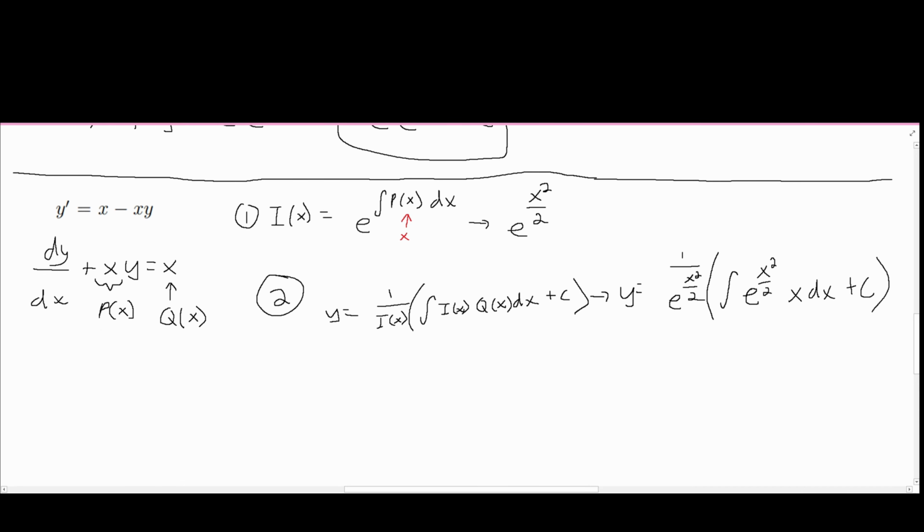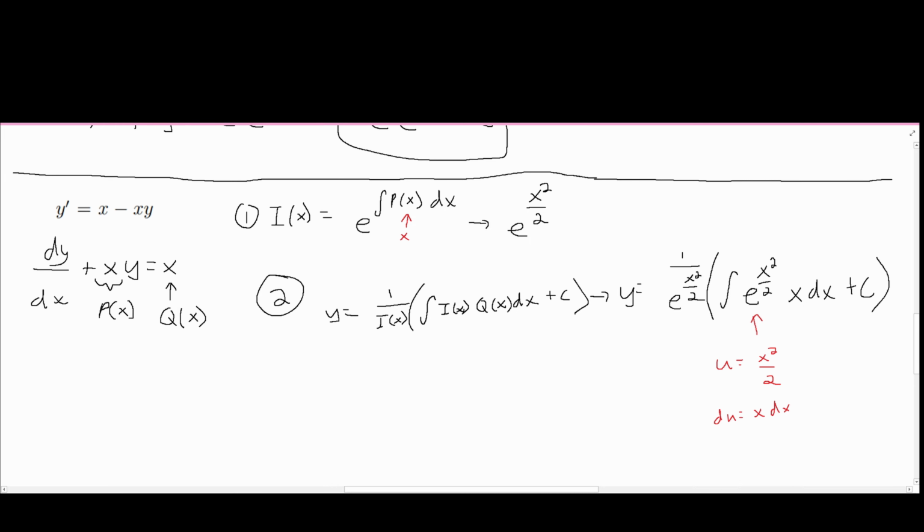We're going to plug in all of our values and see what we get. So this is what we're left with. Y is equal to 1 over e to the x squared divided by 2. And then inside of the parentheses, we have the integral of e to the x squared over 2 times x dx plus c. To solve this, we're going to need to u-sub. Our u-sub is going to be x squared over 2. Taking the derivative of this, we get du is equal to x dx.